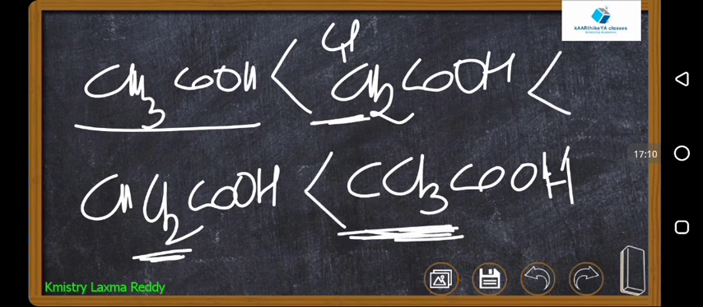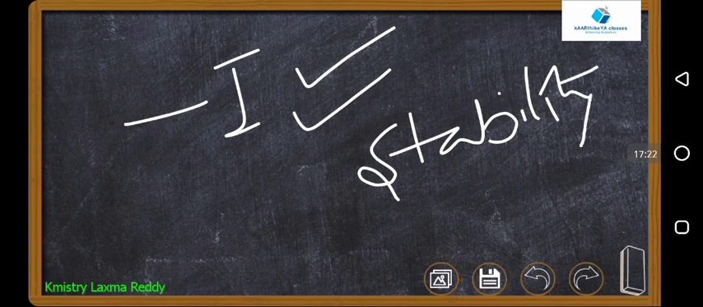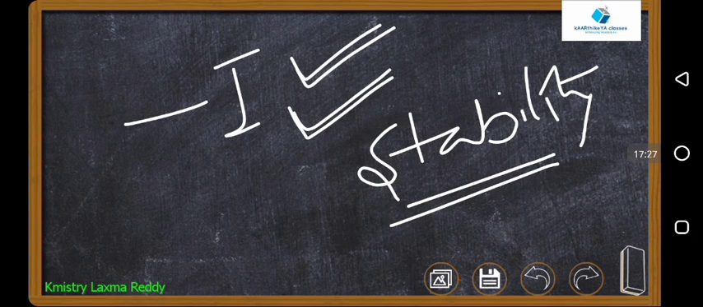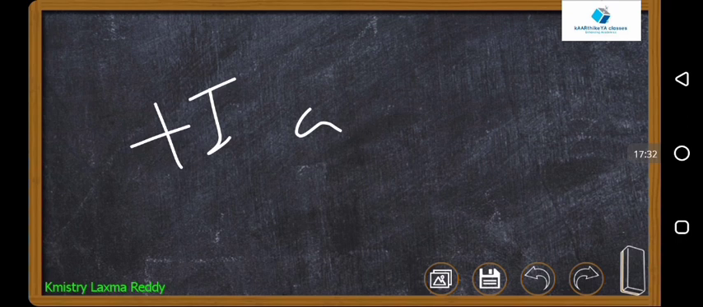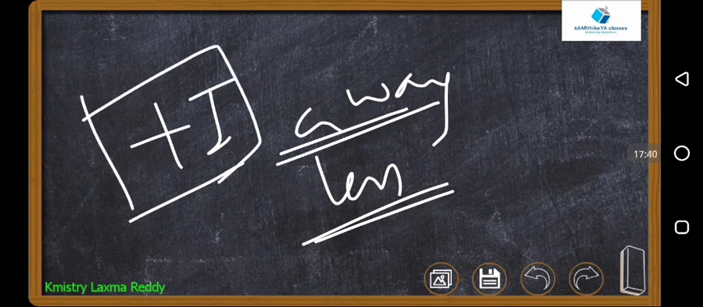This is a stronger group. So finally what can we say? If minus I groups are there, they must be more in number, and they must be close to the COOH group. Then the stability of that carboxylate ion will be more and they will become good acids. So minus I groups more in number, close in position, and stronger minus I groups are better. If any plus I groups are there, away is better, fewer plus I groups are better. But if plus I groups are present along with minus I, the minus I must be stronger and the plus I must be weak. So this is one important line.